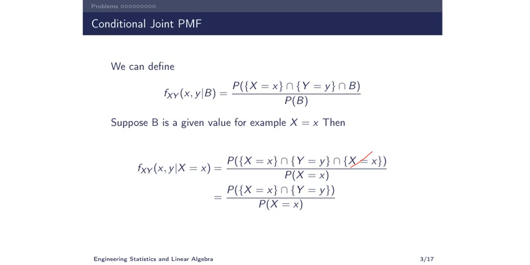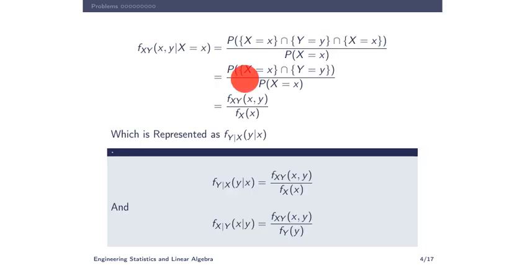That is why this expression reduces to probability of X equal to x intersection Y equal to y divided by probability of X equal to x. Now what is this probability of X equal to x intersection Y equal to y? It is nothing but f_XY(x,y), right? The joint probability distribution of x comma y, divided by f_X(x). So this conditional distribution is generally represented like this.